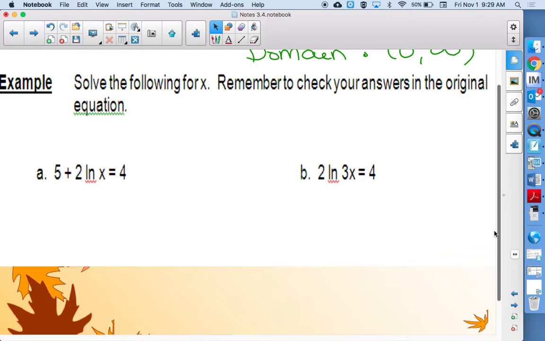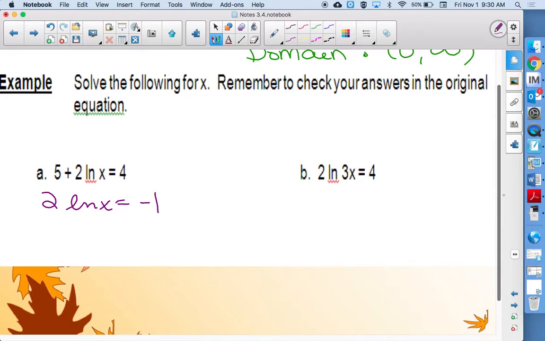Subtract the 5 on both sides. So subtract the 5. And if we subtract the 5, we get negative 1. And then divide by 2. So we have the natural log of x equals negative 1/2. Okay, it's okay that it's equal to a negative number because we didn't find x yet. So we have the natural log of x equals negative 1/2.